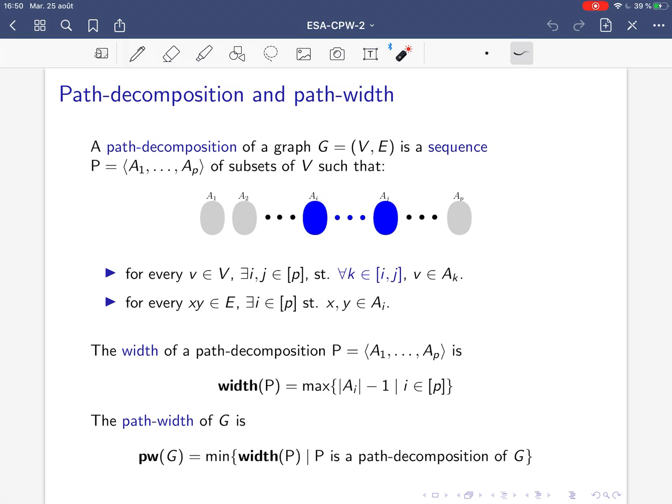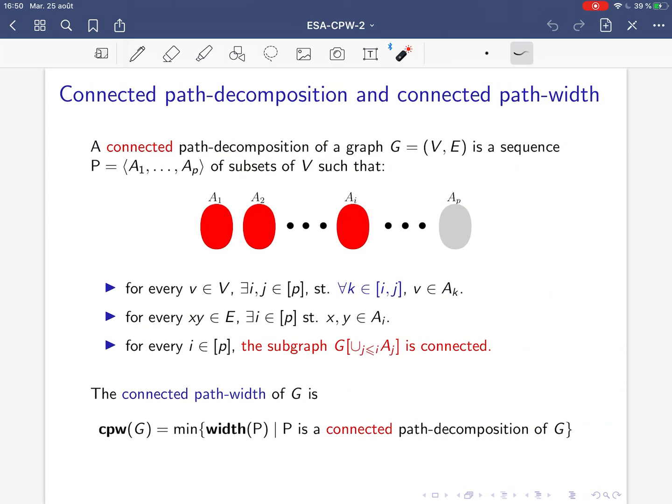The second property is that for every edge, the two vertices incident to that edge have to occur together in some bag Ai. The width of a path decomposition is the maximum size of a bag, and the path width of a graph is the minimum width of a path decomposition of the graph.